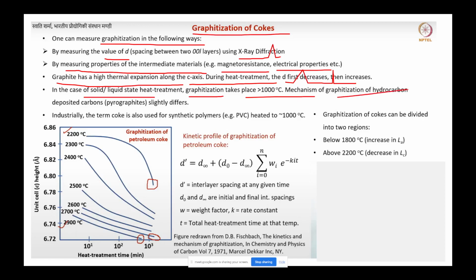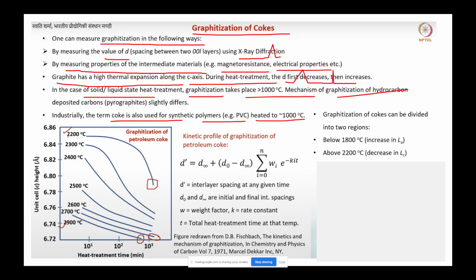The mechanism of graphitization of hydrocarbon-deposited carbon differs slightly. Industrially, the term coke is used for synthetic polymers. Suppose PVC, polyvinyl chloride, is heated up to 1000 degrees centigrade. This is the graphitization of the coke.